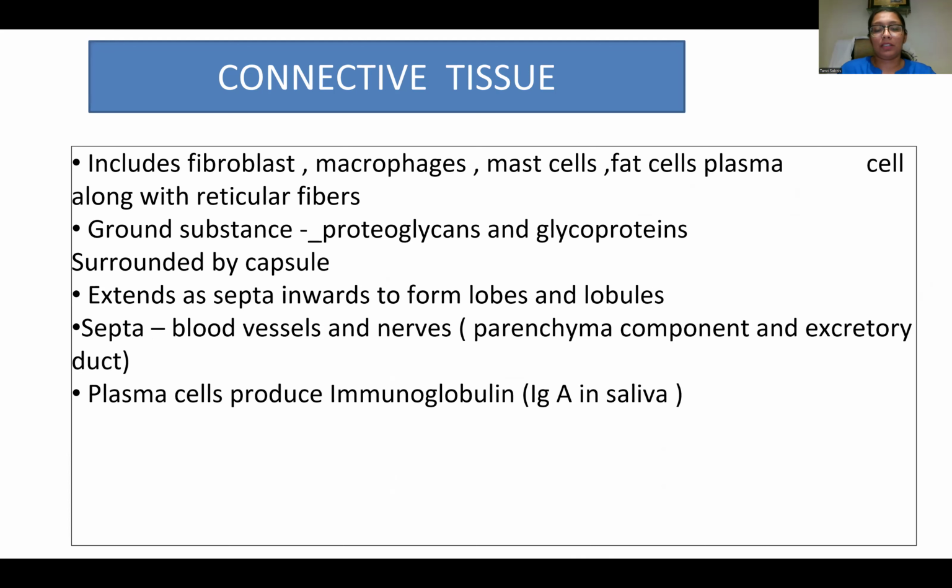Coming to the ground substance, it is made up of proteoglycans and glycoproteins, which is going to be surrounded by a thick fibrous capsule, and this extends as the septa inward to form lobes and lobules that is going to divide the gland, and blood vessels, nerves, and lymphatics are also going to be present in this connective tissue. The important point to note here is that the plasma cells produce immunoglobulin IgA, which is going to be present in the saliva.